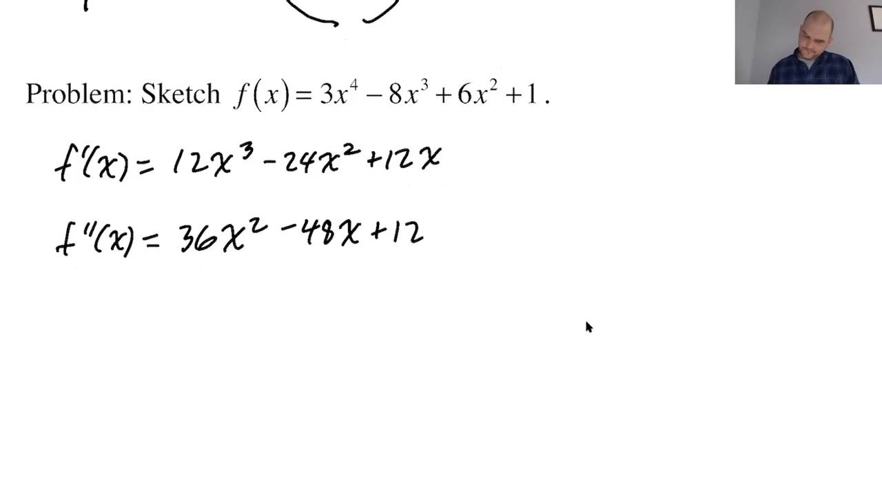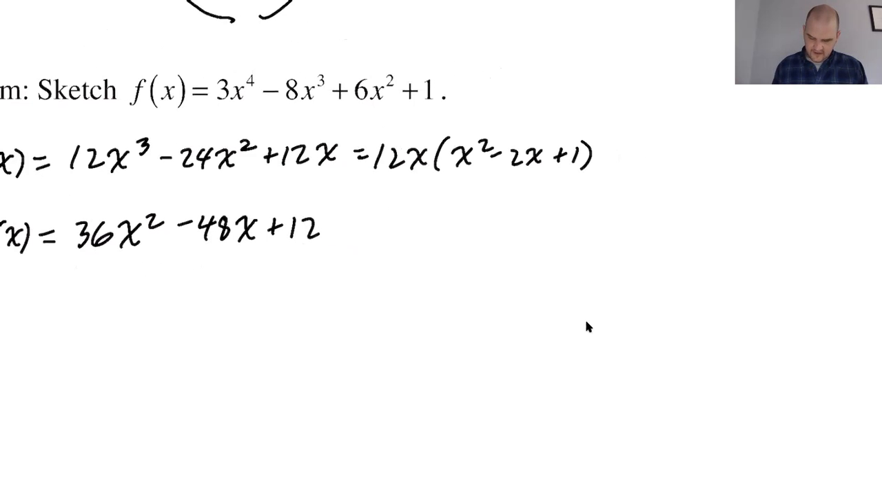Okay, let's do this. 12x, and then we got x squared minus 2x plus 1. Okay, that's not that bad.